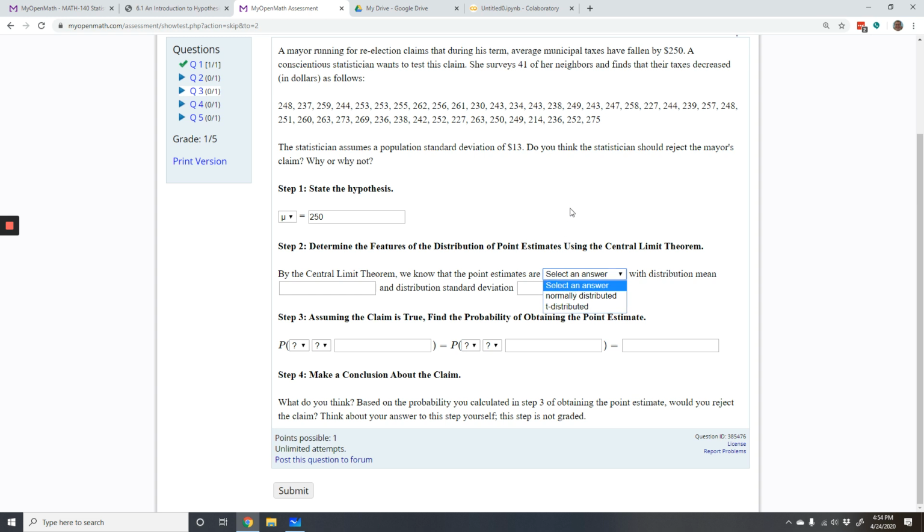Well, for means, it depends on whether or not you know your population standard deviation. In this case, we are assuming that the population standard deviation is $13. Since we know the population standard deviation, we can use a normal distribution. Our sample means are normally distributed. Okay. Now, what is the mean of the distribution of these sample means? What is the mean of all those means?